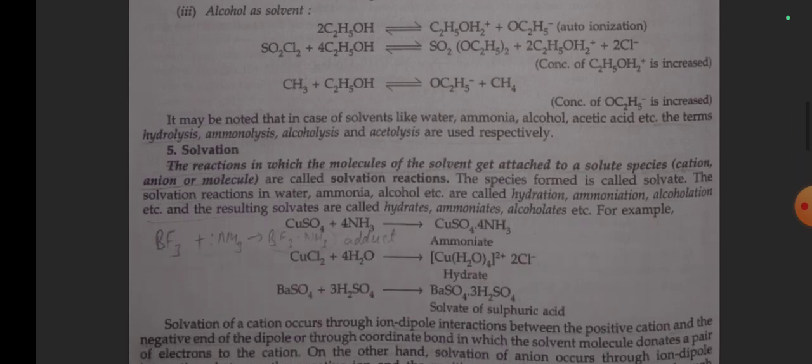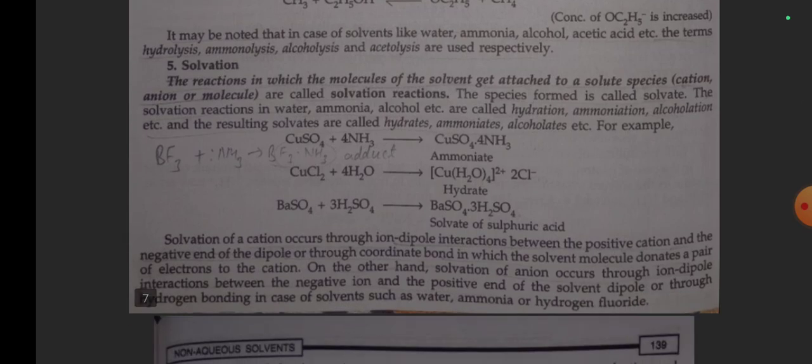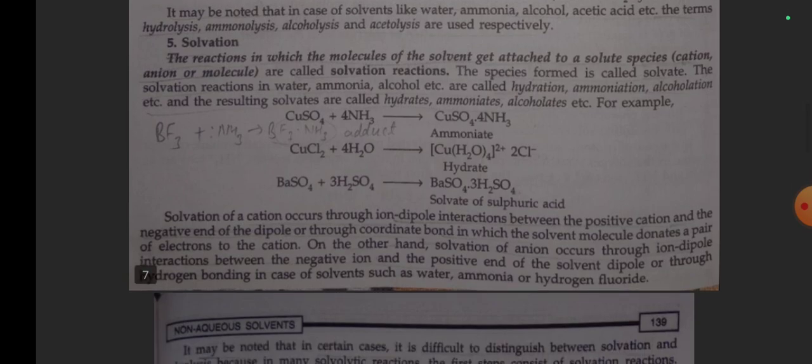It may be noticed that in case of solvents like water, ammonia, alcohol, acetic acid, etc., the terms hydrolysis, ammonolysis, alcoholysis, and acetolysis are used respectively. Number 5. Solvation. The reactions in which the molecules of the solvent get attached to a solute species, cation, anion or molecule, are called solvation reactions. The species formed is called solvate.